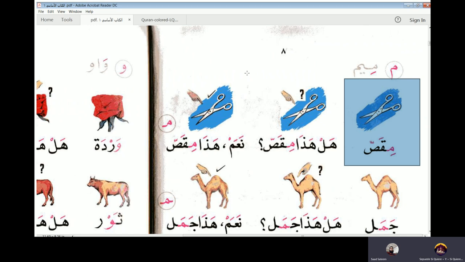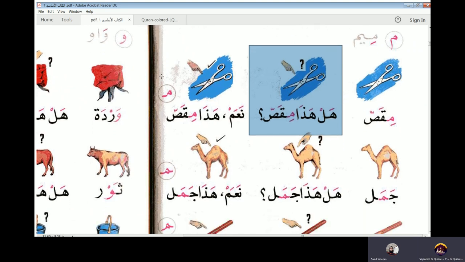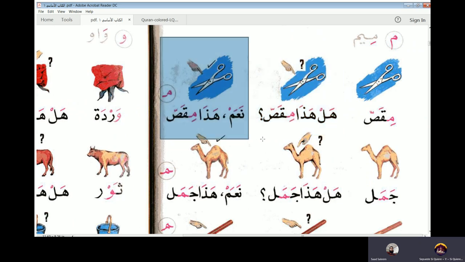A scissor. هل هذا مقاسون؟ Are these scissors? نعم، هذا مقاسون. Yes, these are scissors.